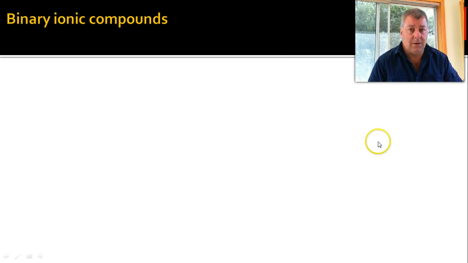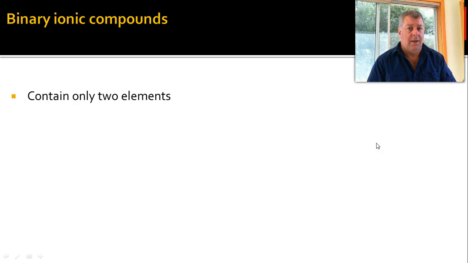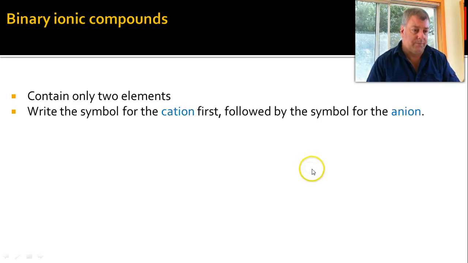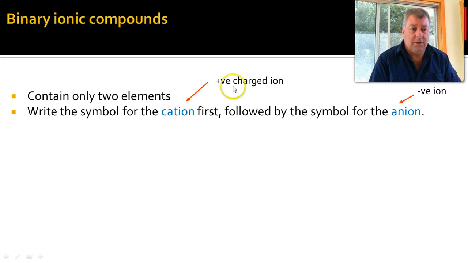Okay, now the first thing we're going to look at are called binary ionic compounds, and binary means that it only contains two elements. So we have a positive atom, which is an element, combined with a negative atom element. And we would use these terms cation and anion. Well, the negatively charged ion is called the cation, and what did I say there? The positively charged ion is the cation, and the negatively charged ion is the anion.